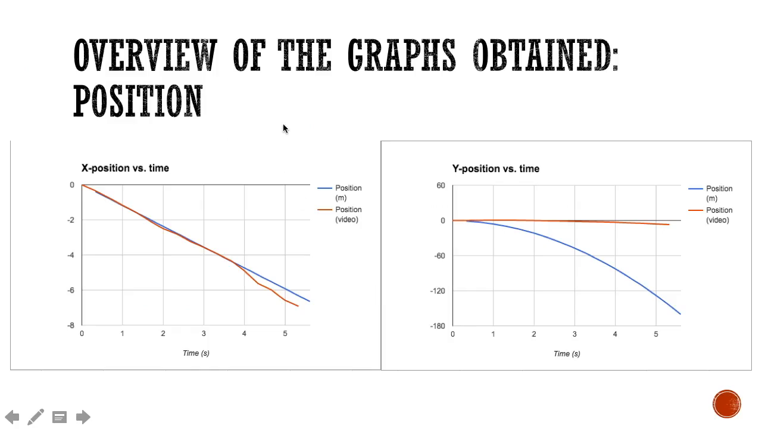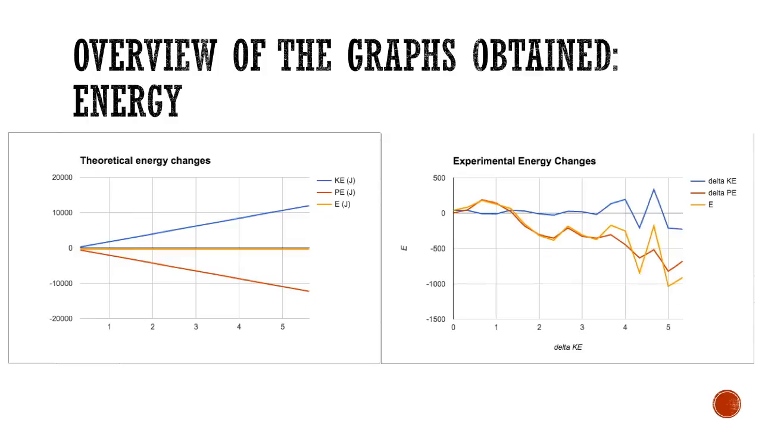So the overview of the graphs is the following. For my X position versus time graph, I got that they were pretty similar, and that the error that was obtained could be due just to experimental error. But the Y position versus time were really different in the sense that the code estimated the object, in this case the person, to fall a farther distance than it actually did.